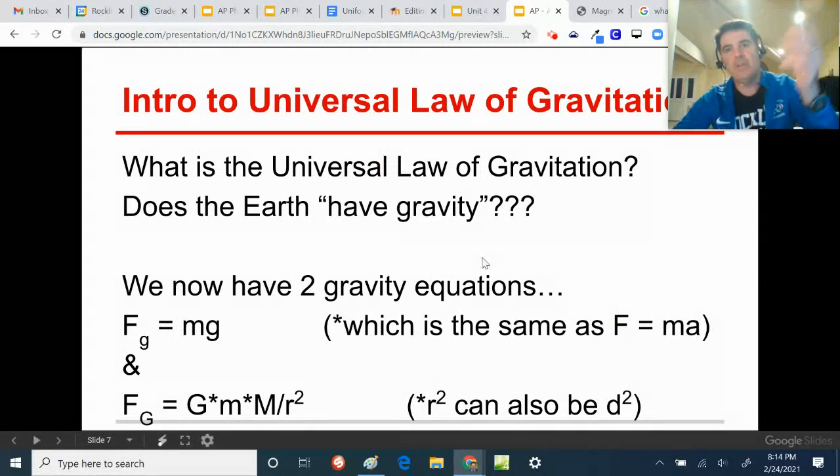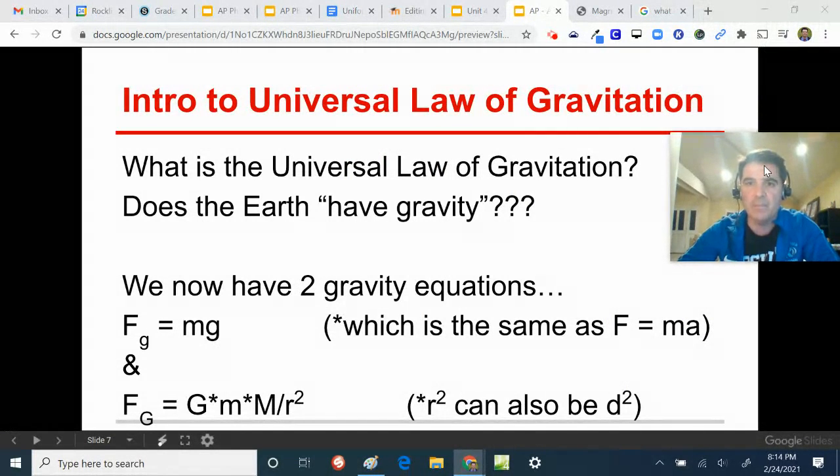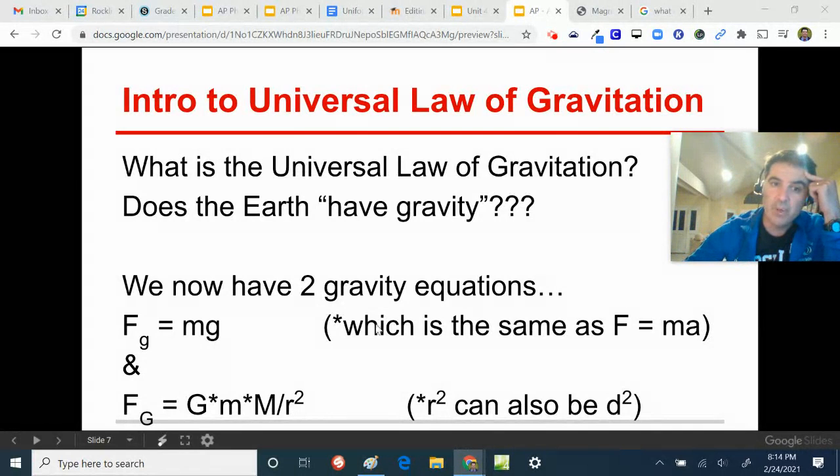Okay, so intro to the law of gravitation. What is the universal law of gravitation, and does Earth have gravity? So we have two equations now, which is Fg equals mg, which works on the surface of the Earth. It's the same thing as F equals ma, because the a is gravity. But we also have this.